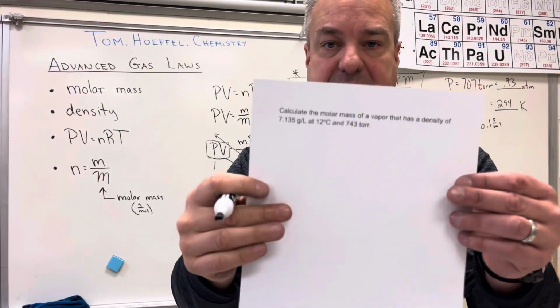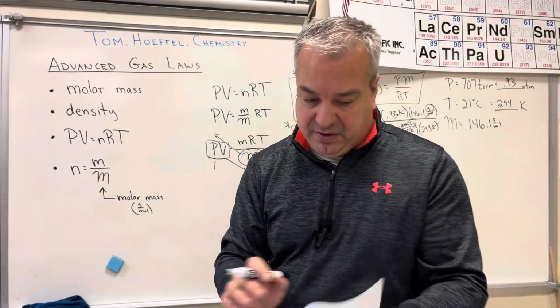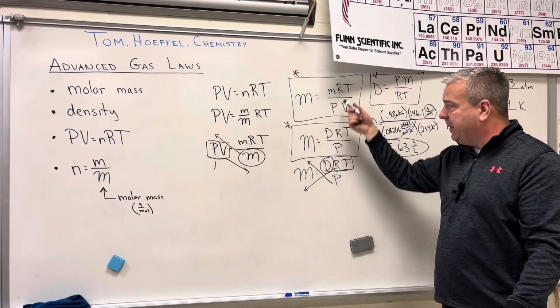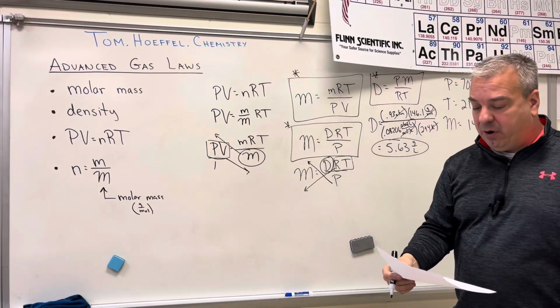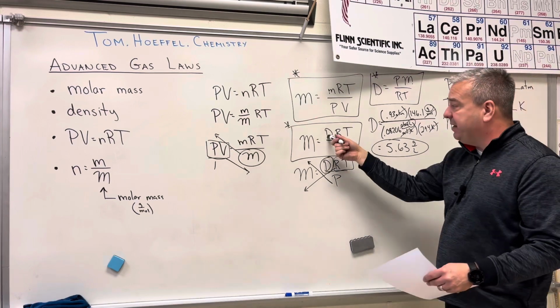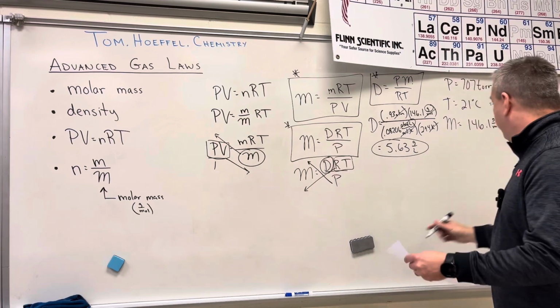Let's take a look at one more. Take a screenshot of this problem, and let's work it out. This one says calculate the molar mass. So I'm going to be using one of these two equations, for a gas that has a density. I'm probably going to be using this one because this is the one that has density in it, of 7.13.